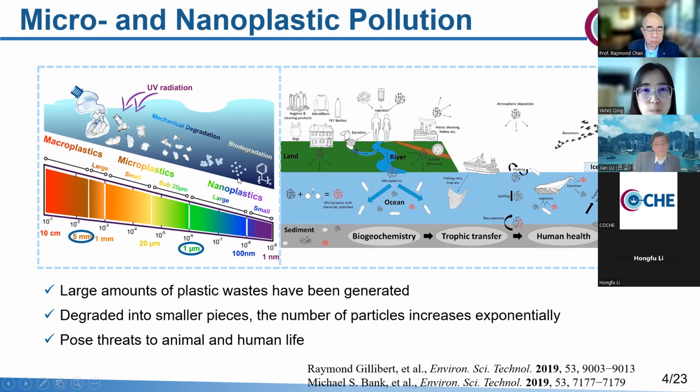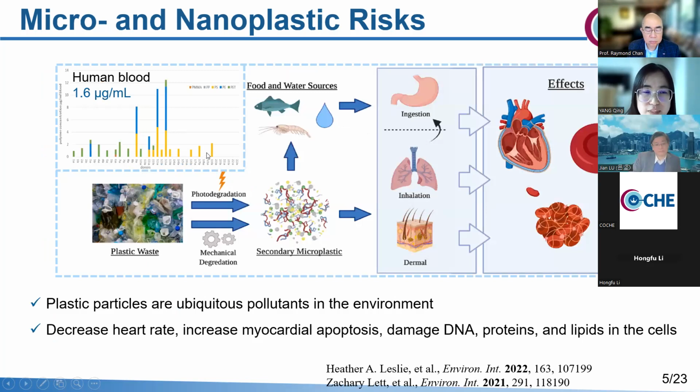And since their particle size becomes smaller, they can be ingested by organisms and cells easily. In addition, toxic chemicals can be adsorbed on these particles and then released into the food chain and passed on to humans and the environment. Micro and nanoplastics are ubiquitous in the environment. They have been detected in human blood, and the average concentration can reach 1.6 milligrams per milliliter.